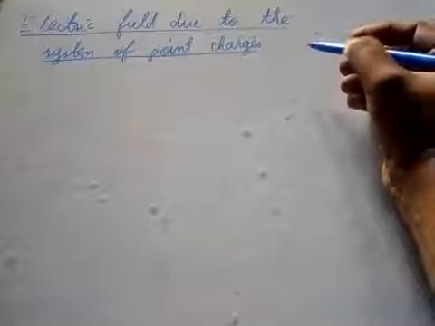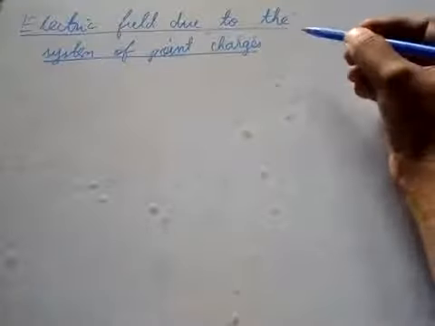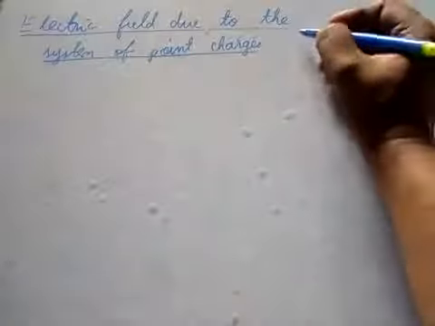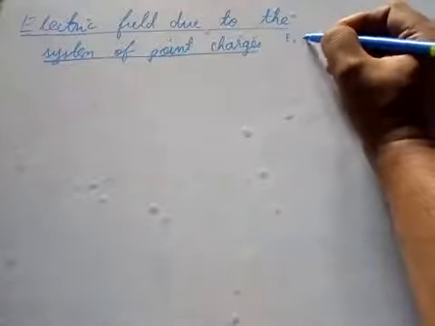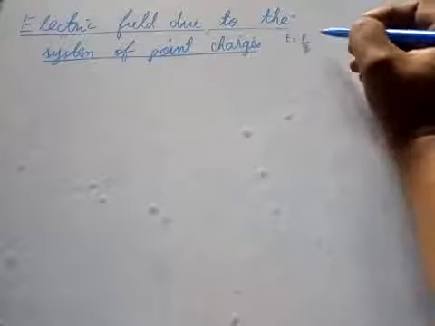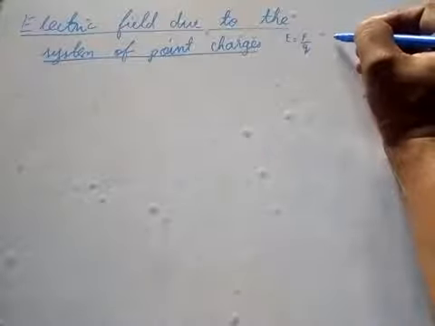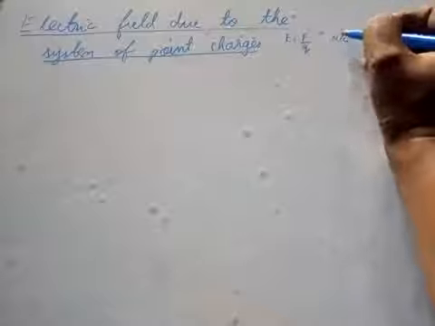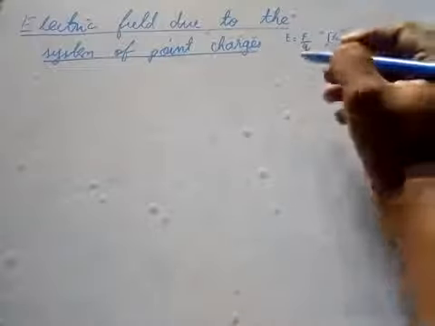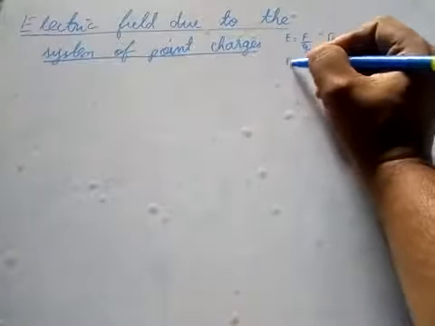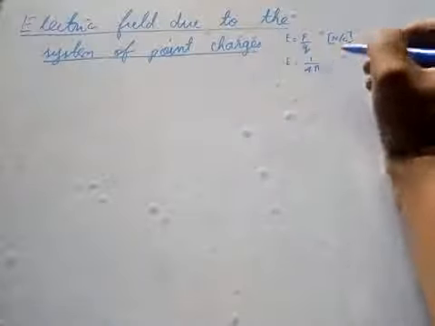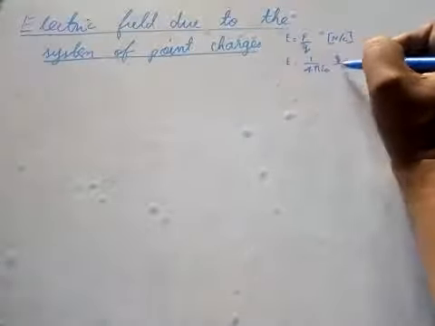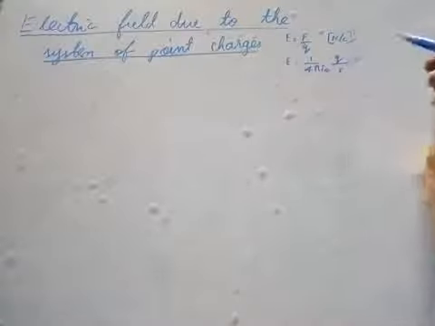Hello everyone. Let's study electric field due to the system of point charges. So what is an electric field? We know that electric field is the force per unit charge, E is equal to F by q. The SI unit will be Newton per Coulomb. This you know already. Now we also derived in the last class that electric field E is equal to 1 by 4 pi epsilon naught into q by r square into r cap.